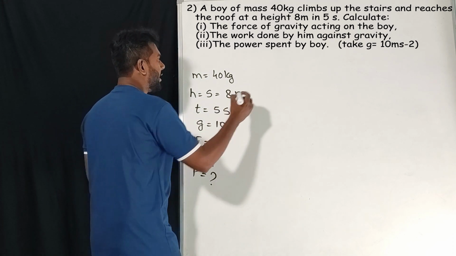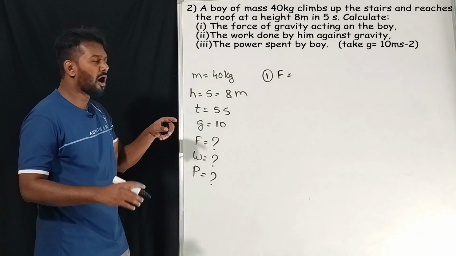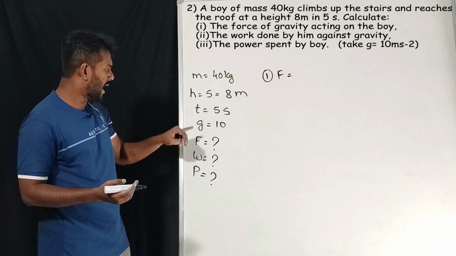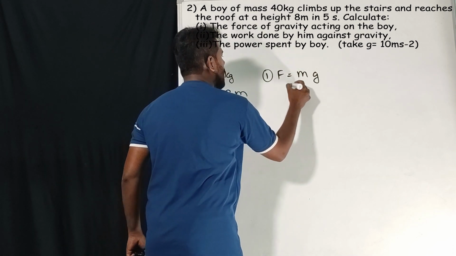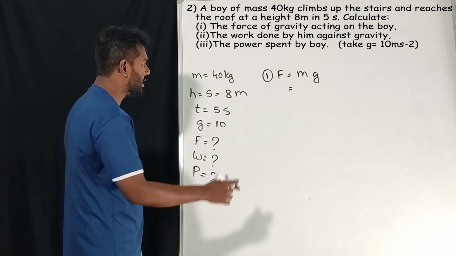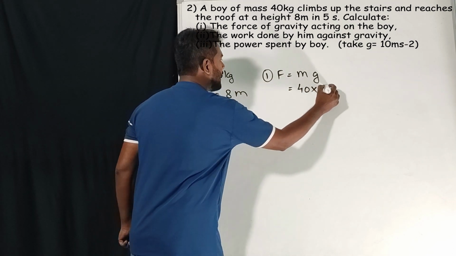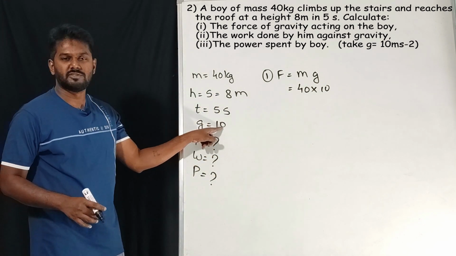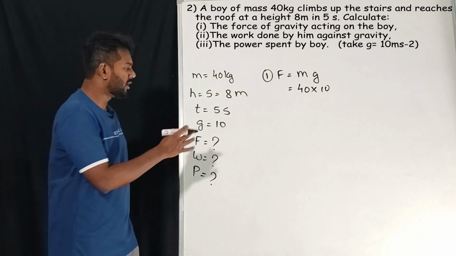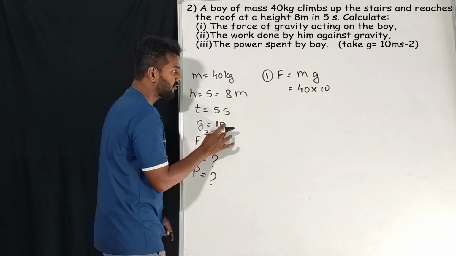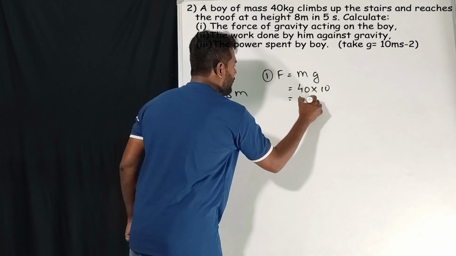First we need to find force. How to find force? We have mass and gravity, correct? What is the force formula? Mass into acceleration due to gravity. So m is equal to 40 into the g value they have given as 10. Don't worry about the unit of g. Sometimes they will give you 10 or 9.8. You only focus on that value. Whatever value they have given, we have to substitute here and get the answer. So 40 into 10, that will be 400.